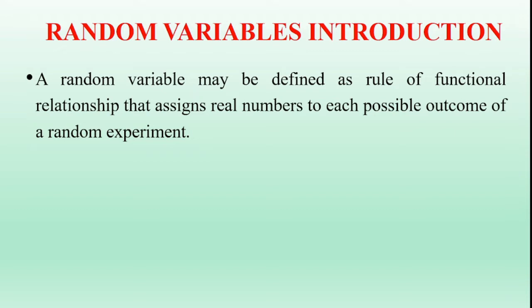Now I am going to give the definition of the random variable. A random variable may be defined as a rule or functional relationship that assigns real numbers to each possible outcome of a random experiment. One more definition: in probability, a real valued function. And what are real valued functions? Real values like 1, 2, 3, 4 are the real numbers or real values. In probability, a real valued function defined over the sample space of a random experiment is called a random variable.